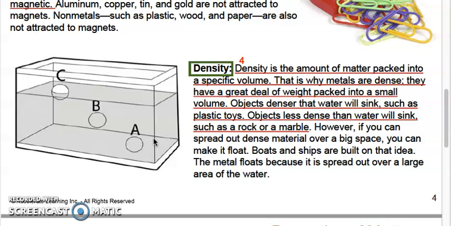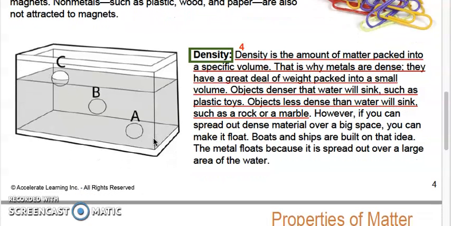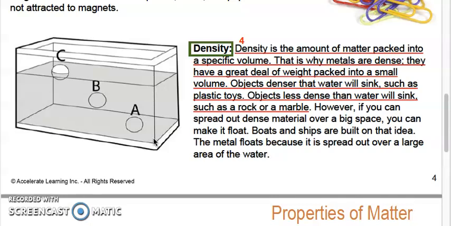Objects denser than water will sink, such as plastic toys. Objects less dense than water will float, such as a rock or a marble. However, if you can spread out dense material over a big space, you can make it float. Boats and ships are built on that idea. A metal floats because it's spread out all over a large area.